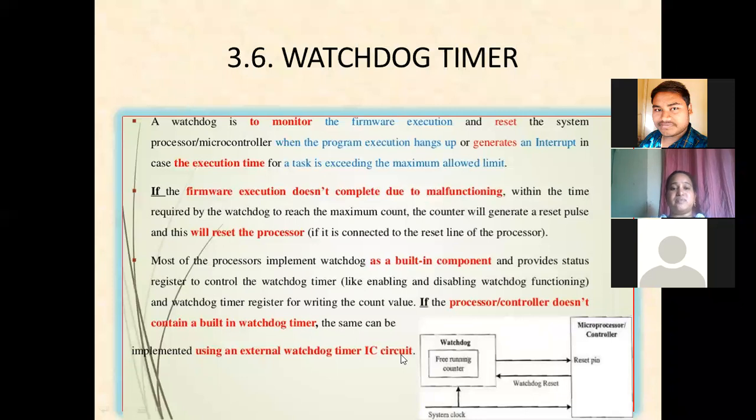Most of the processors have an inbuilt watchdog timer, and some processors may not have this inbuilt. At that time, we use an external watchdog timer integrated circuit. So that is the watchdog timer, one of the system components which protects the system when the execution of the firmware exceeds the maximum amount of time limit.